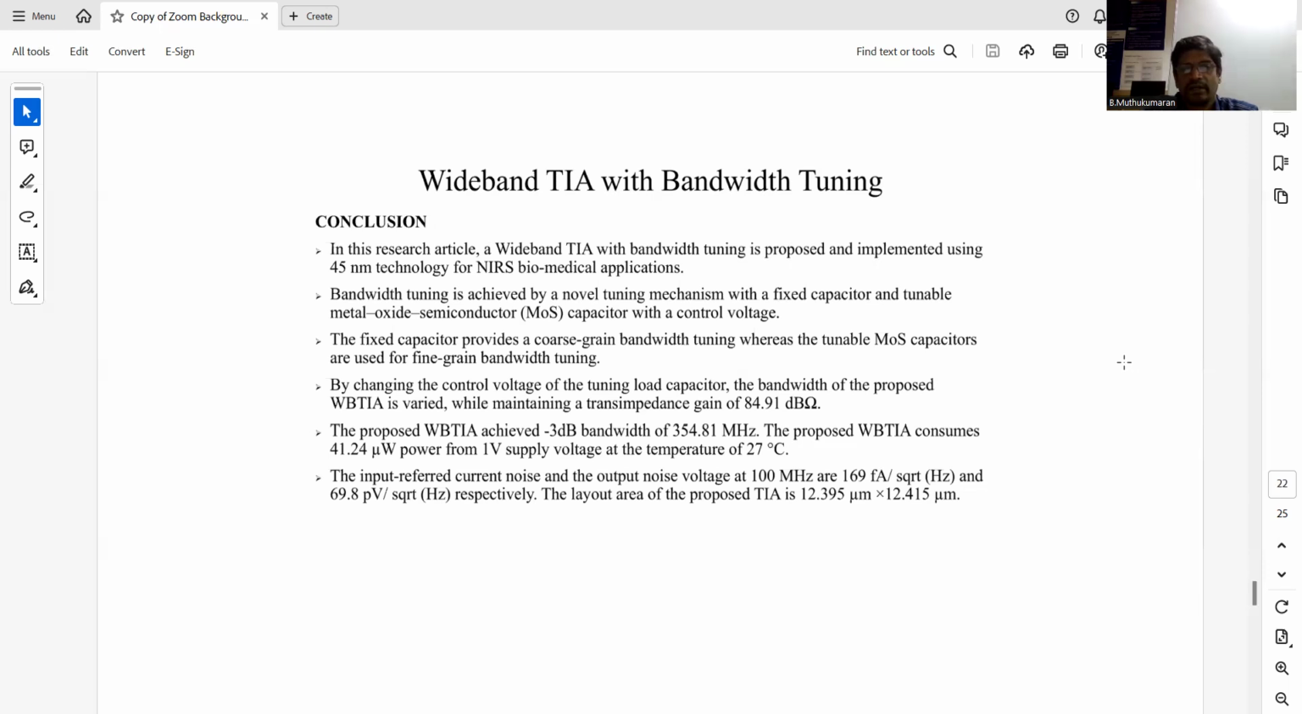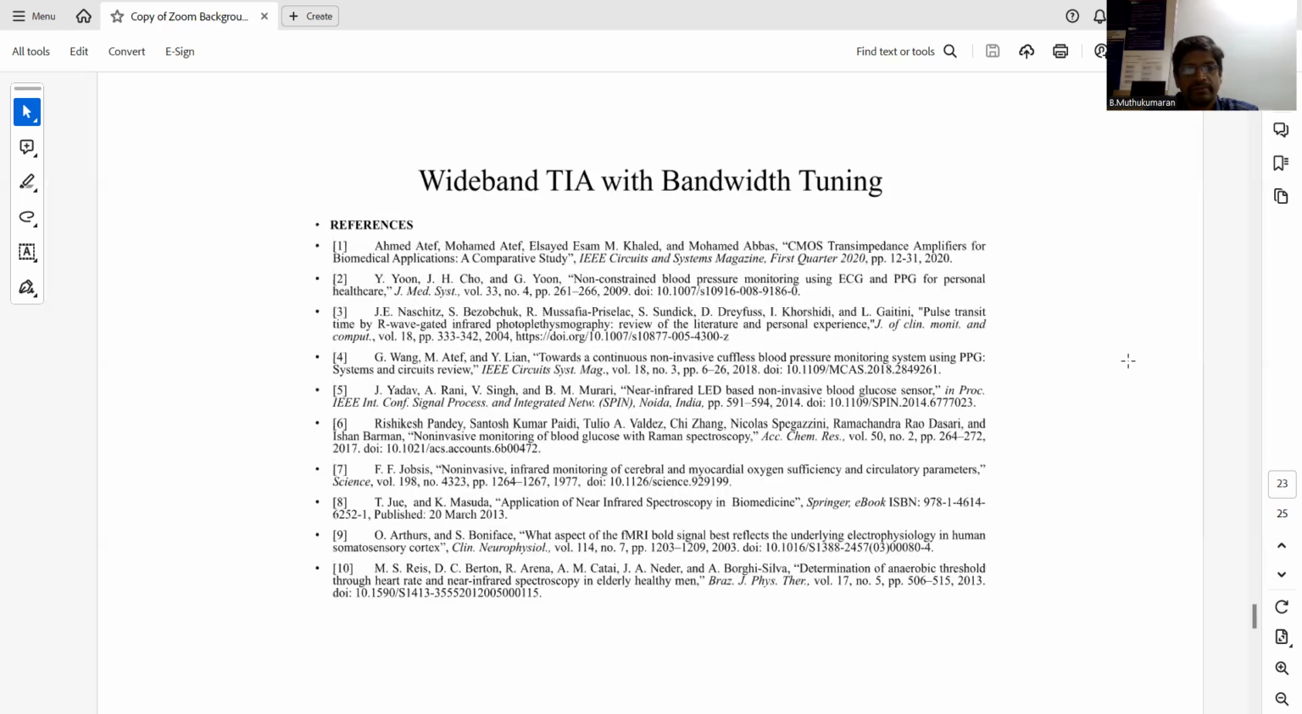The maximum bandwidth achieved is 354.81 megahertz, and the consumed power is 41.24 microwatts. The input referred noise is about 169 femtoampere per root hertz, and the output noise is about 69.8 picovolt. These are the findings in our research article, and this is our conclusion.